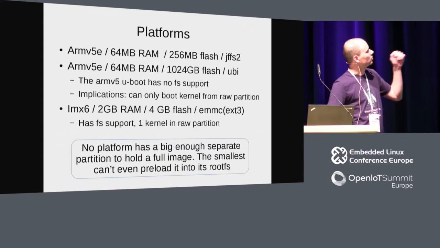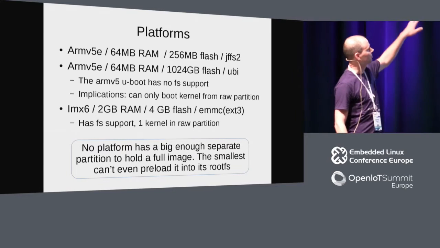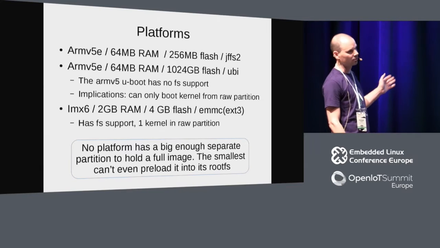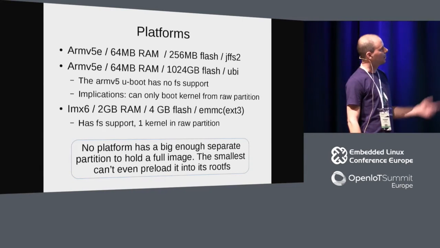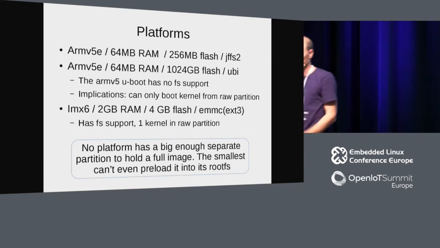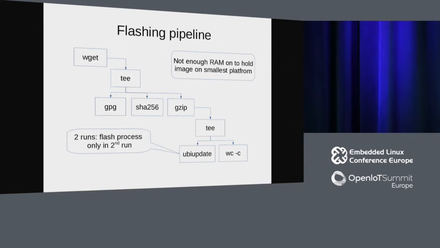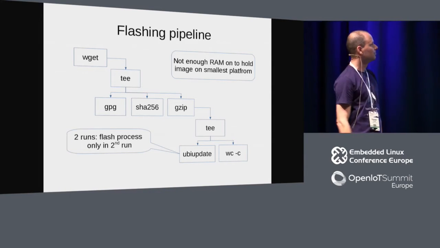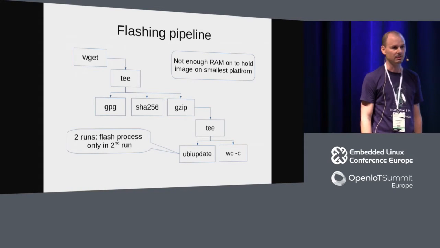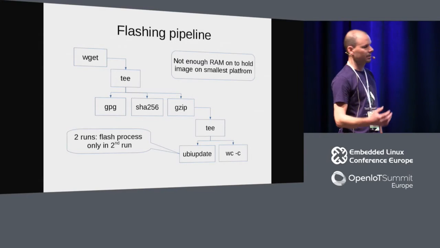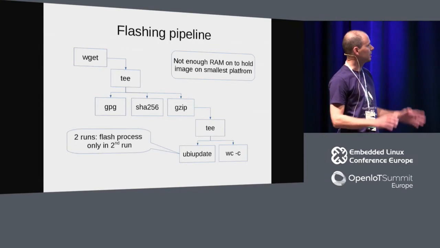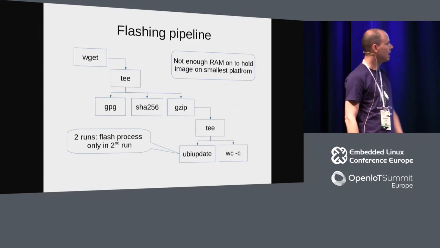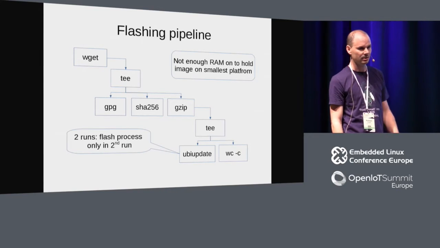Yes. So we go with the smallest denominator, which is the first one. The first one is 256 megabytes. We're not able to download the Rootfs at all. So we have to download it on the fly and flash it on the fly. And it's not even able to hold it in the RAM, because even the RAM is too small. So we came up with this kind of pipeline, which is like shell scripting on steroids. But it actually works. It proves that this concept of small modules, like at the very beginning of Unix, still works today. It's rather easy to implement this in a short time.